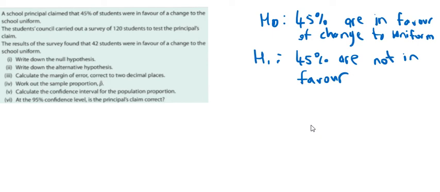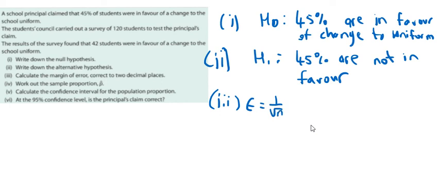So that's the second part pretty much done. The third part is asking us to calculate the margin of error correct to 2 decimal places. The margin of error is 1 over the square root of n. In this case there were only 120 students surveyed, so it's 1 over the square root of 120, and that's approximately 0.091 when we round it off. So that's the margin of error.